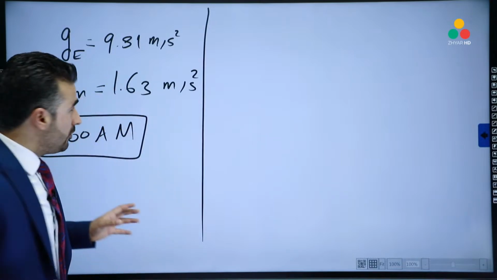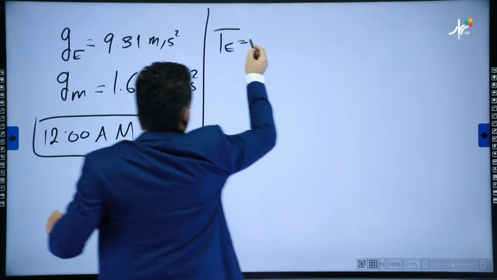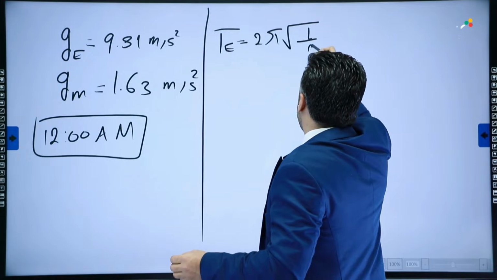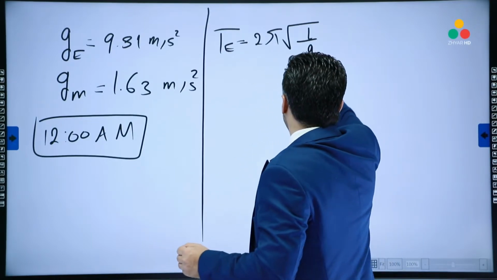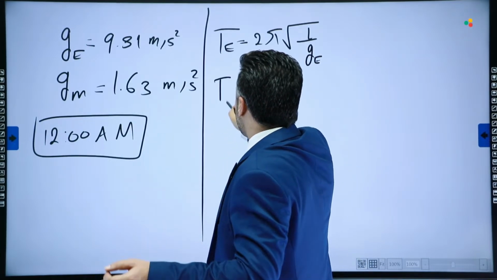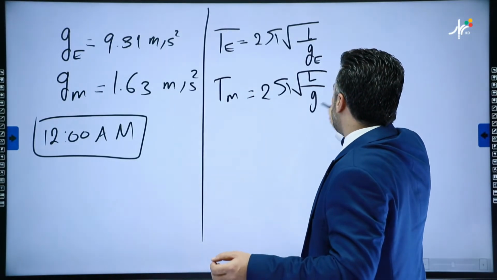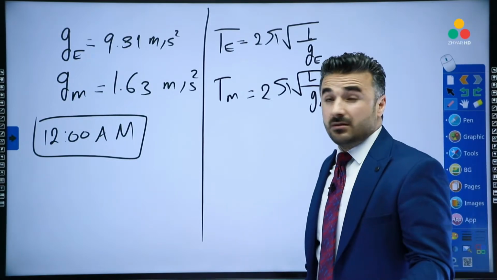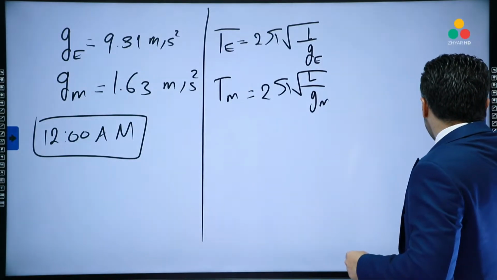Now, in order to do this, we're comparing the two. We know that the period on Earth equals 2 pi times the square root of the length divided by gravitational acceleration, remember, it is a pendulum, and that is the gravitational acceleration of Earth. Then the period on the moon equals 2 pi times the square root of the length of the pendulum divided by gravitational acceleration on the moon. Don't forget, on the moon. It is the same pendulum, so of course the length is the same. What we're trying to find is the period.